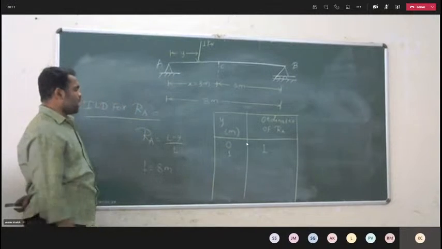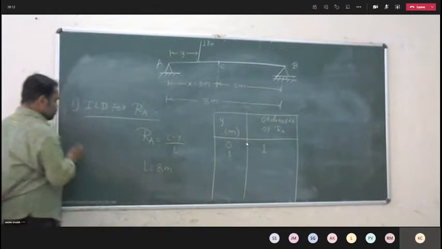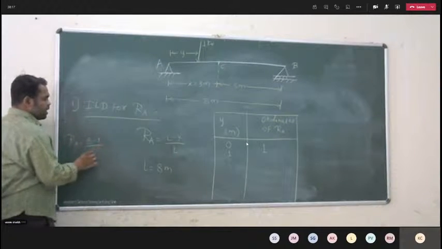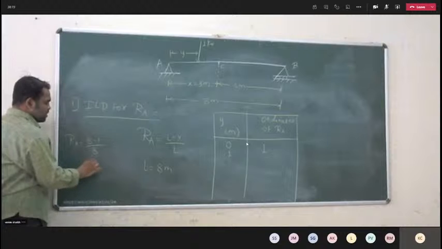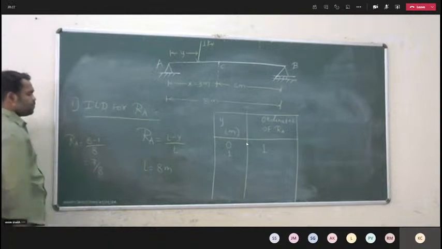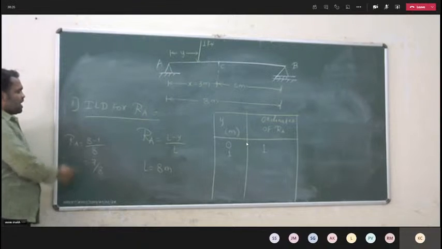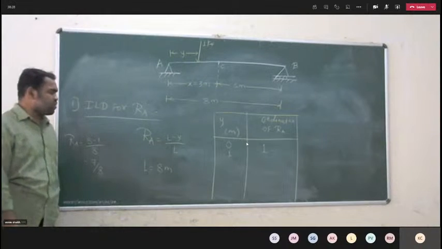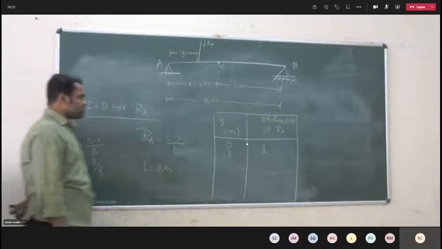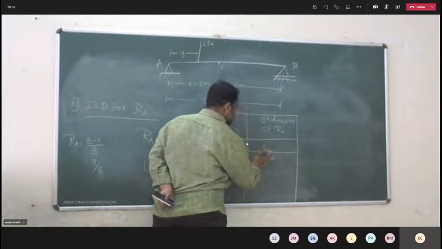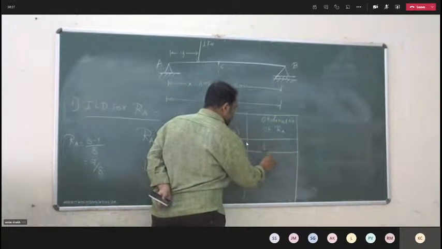Okay, Y is equal to 1. And here L is 8, so RA is equal to (8 minus 1) divided by 8, which is 7 by 8. Here L is 8, Y is 1, so RA ordinate at a distance of 1 meter is equal to 7 by 8.